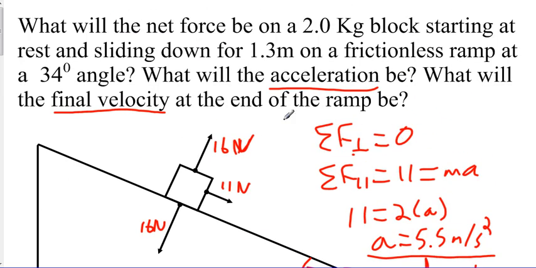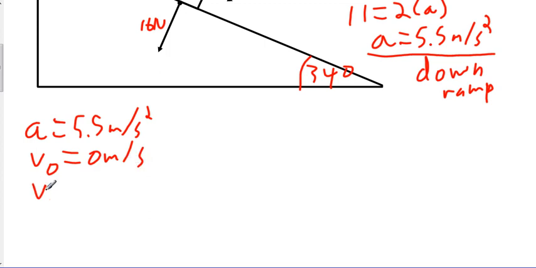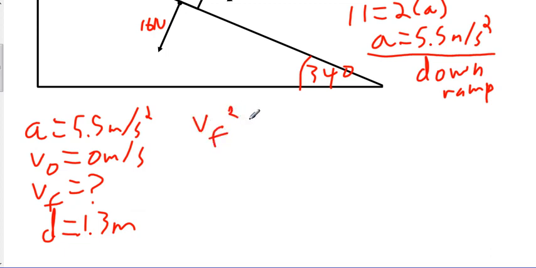From here, now we need to use our kinematics to be able to find our final velocity. What we are told is this block is starting from rest, sliding down for 1.3 meters. It's frictionless, so we don't have to worry about that at this angle, which we've already accounted for down here. And so we just start listing out our variables. We'll start with our acceleration. We know that our acceleration is 5.5 meters per second squared. We know that our initial velocity is 0 meters per second, starting at rest. We are looking for our final velocity, and we have our displacement of 1.3 meters, and we are completely missing time, which tells us we use vf squared is equal to v naught squared plus 2ad.